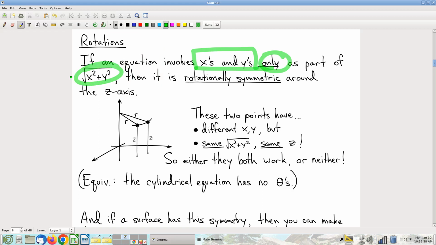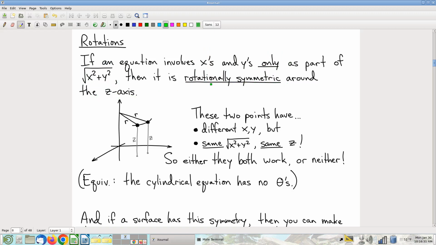Now, I want to emphasize, that is rare to happen, right? I mean, if you were to write down a random equation, what are the odds, right? And yet in the real world, it's surprisingly common. The world's full of circles is something I like to say a lot. It's a true fact. The world's full of circles. So when this happens, when you notice that in your equation, the only way that x and y appear is as part of that expression, then you get this powerful result that it is rotationally symmetric around the z-axis.